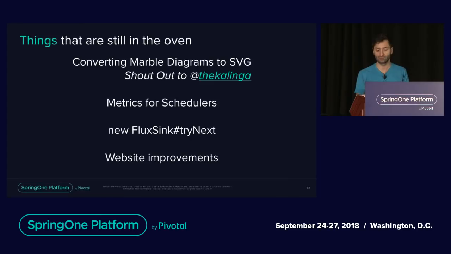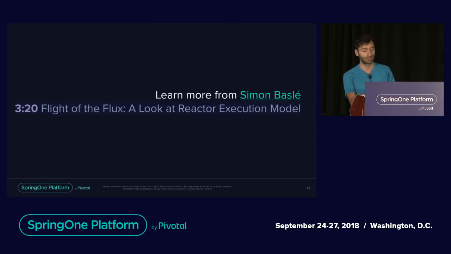We are adding the metrics we've seen earlier to schedulers, and we are tuning a few other methods in the API like FluxSync, TryNext. Another big thing I think you're going to see very soon is the website improvements. We want to refactor the site and present it better. It's been a long time since we touched the general presentation, so we're thinking about some improvements here.